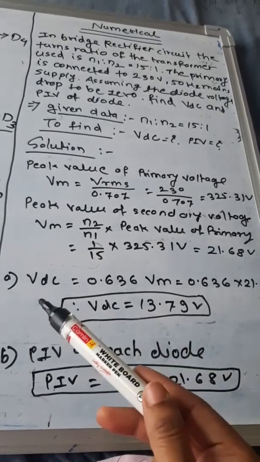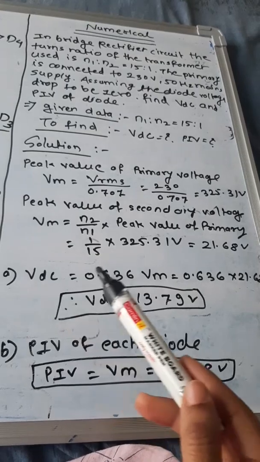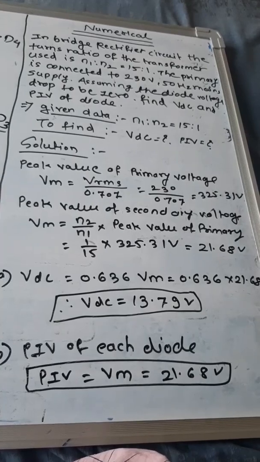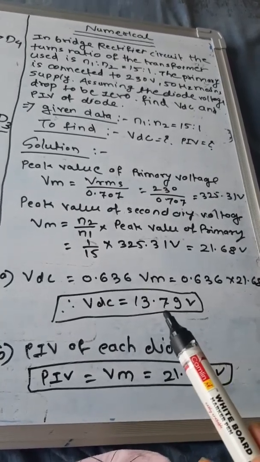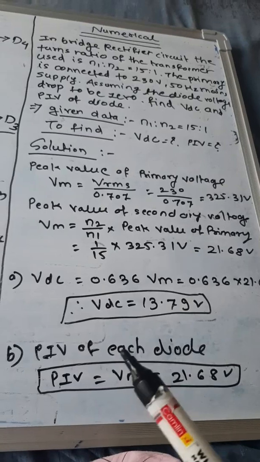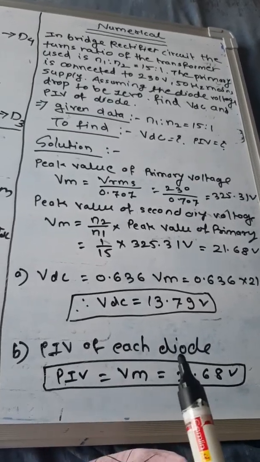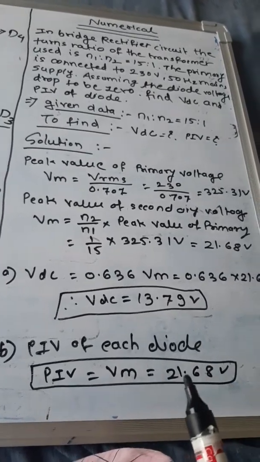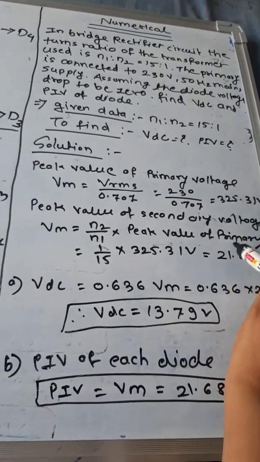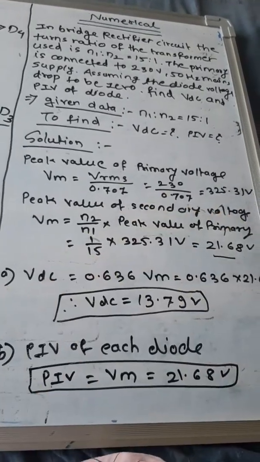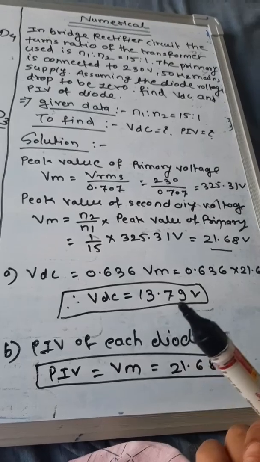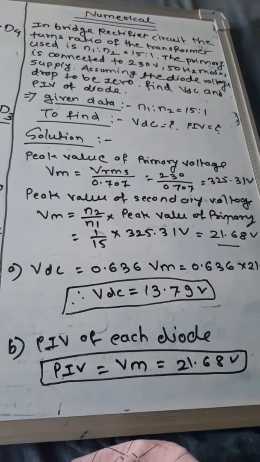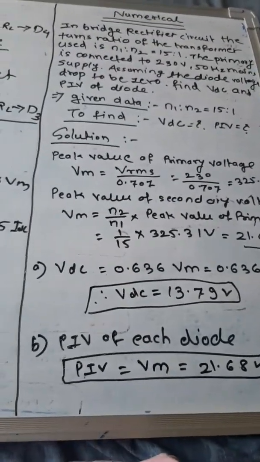Now it is simple to calculate VDC. VDC is equal to 0.636 into Vm. So 0.636 into 21.68 gives us the answer 13.79 volt. Now the second thing is PIV of each diode. PIV of each diode is Vm for bridge rectifier, so it equals 21.68 volt. So this is the numerical of bridge rectifier. Now you can understand the numerical based on bridge rectifier. Okay, thank you.